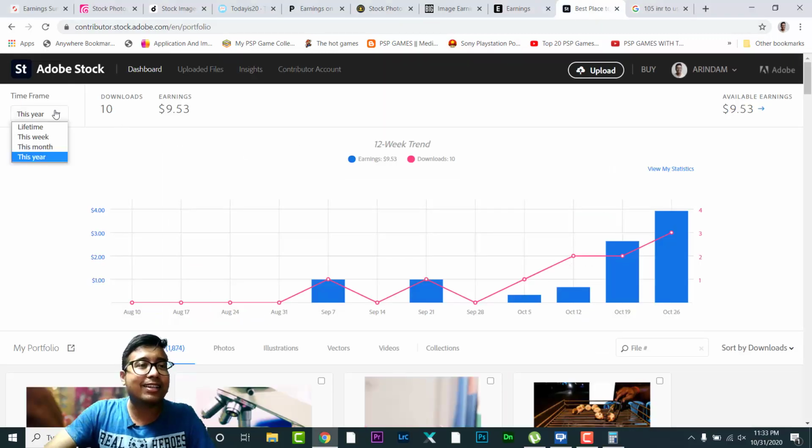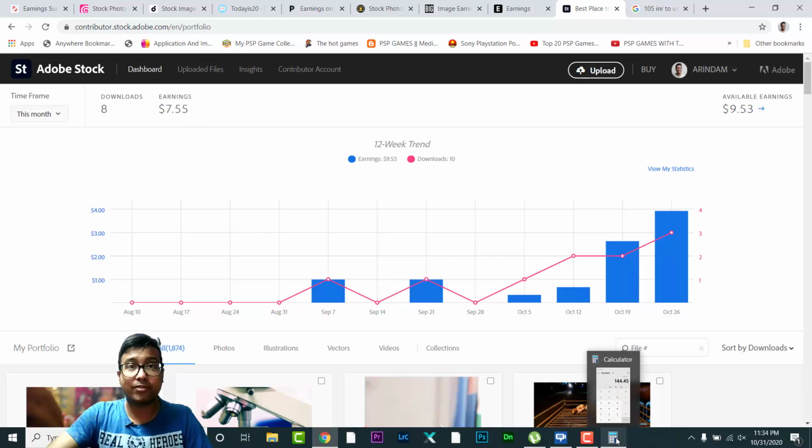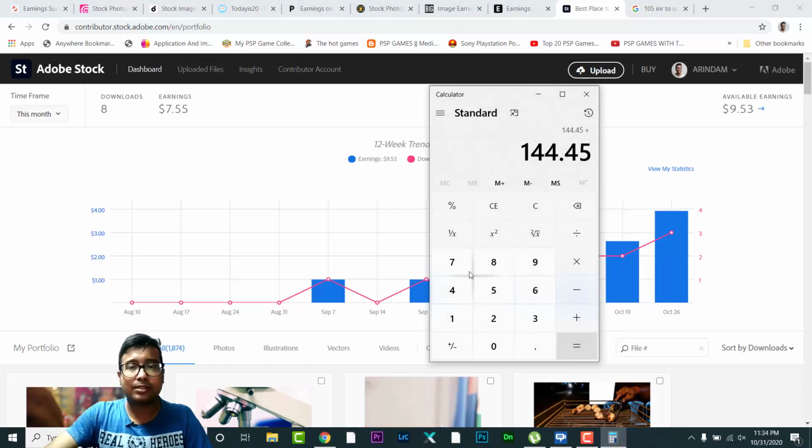Okay, in case of Adobe Stock, this is my new account. So this month, total 8 sales. And you know, Adobe, the sales values are really good compared to Shutterstock and iStock. So 8 sales gave me $7.55, almost $8. So that's it. So I made 152, okay, right, one and a half century.